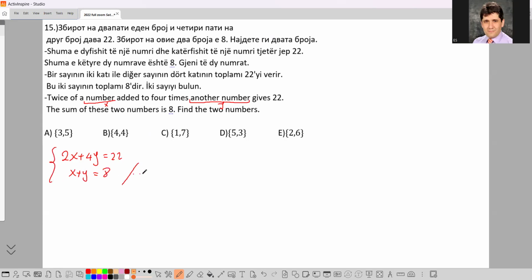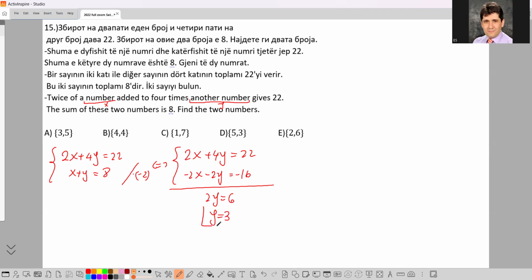Now, if I multiply the second equation by -2, I will get opposite terms. So I get 2x plus 4y is 22, and then -2x, -2y is equal to -16. Add side by side, I get 2x and -2x cancels out, 4y and -2y, that's 2y, and 22 minus 16 makes 6, which means that y is actually 3.